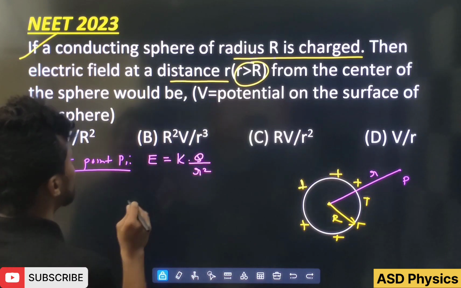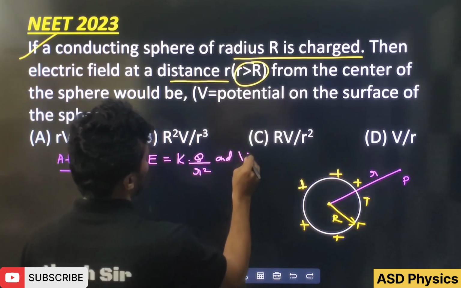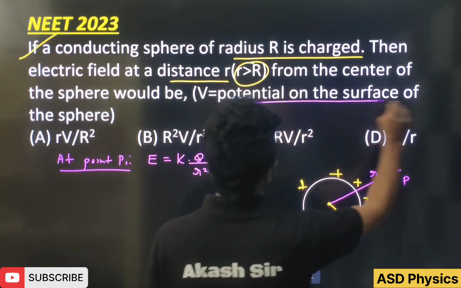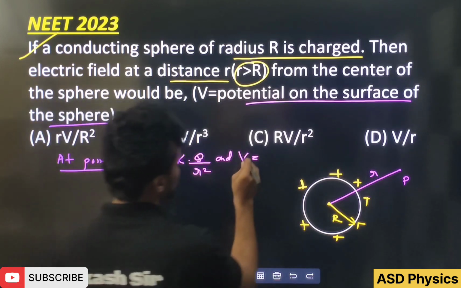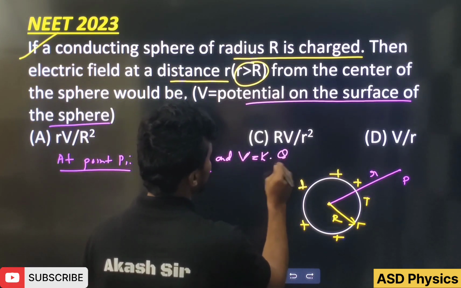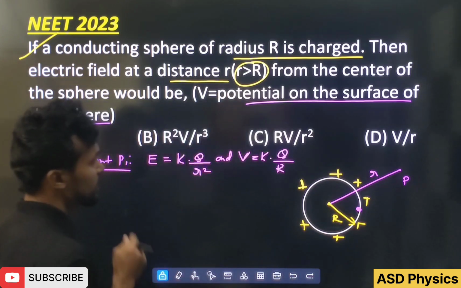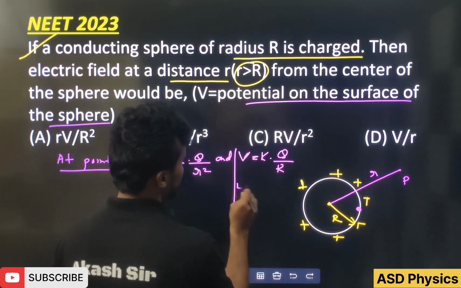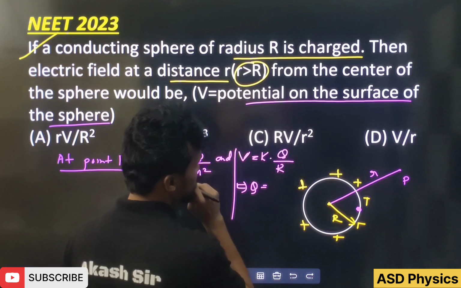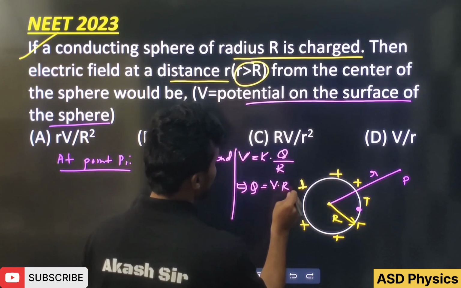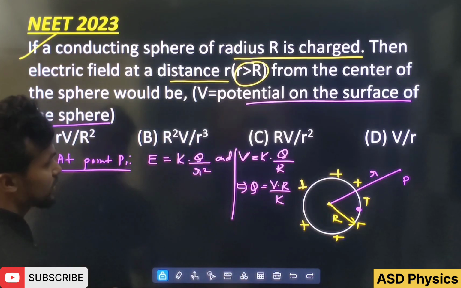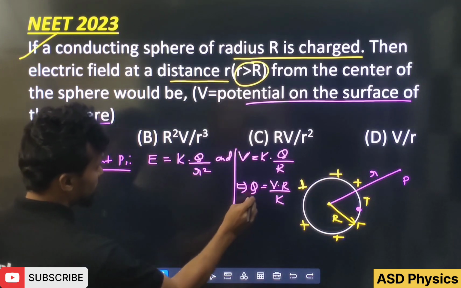After that, what is V? V is the potential on the surface of the sphere. That means potential is given by K into Q by R, on the surface. So from this, if I write capital Q, it will come V into R by K. Now this value of capital Q we will put here.